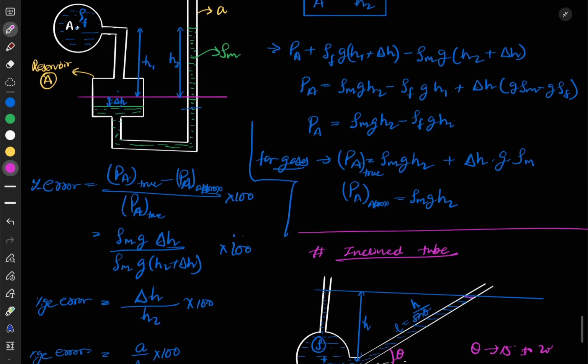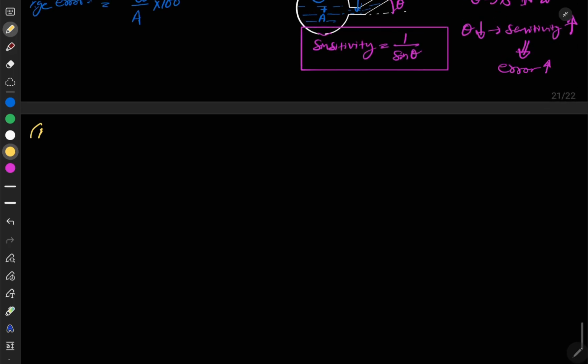Now let's move to the next part, that is differential manometers. I have mentioned that it is used to measure the pressure difference between two points in the same pipeline, or the pressure difference in two different pipelines. So let's start with the first kind of differential manometer. First is the two piezometer manometer.